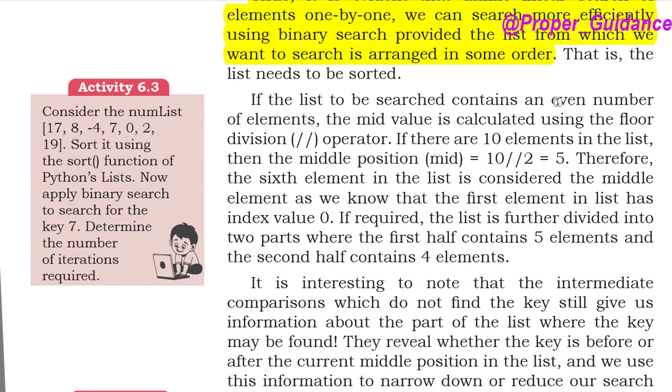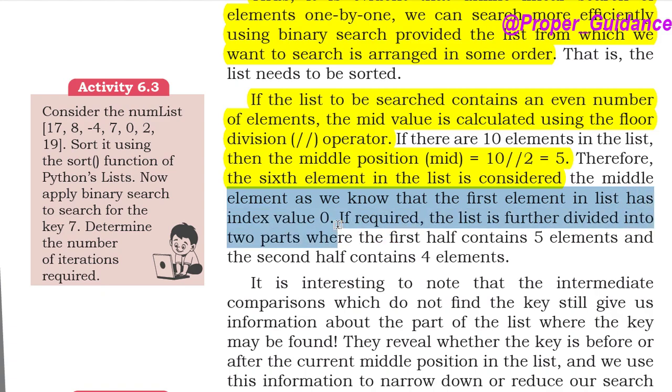If the list to be searched contains an even number of elements, the mid value is calculated using the floor division operator. If there are 10 elements in the list, then the middle position mid equals 10 integer division 2. This is the notation of integer division. 10 divided by 2, that is 5. Therefore, the sixth element in the list is considered the middle element, as we know that the first element in the list has index value 0. If required, the list is further divided into two parts, where the first half contains 5 elements and the second half contains 4 elements.